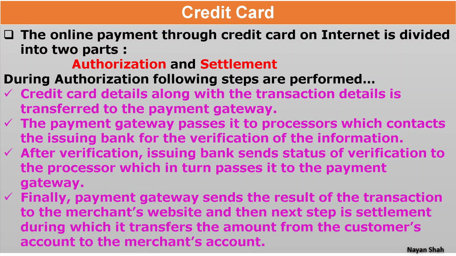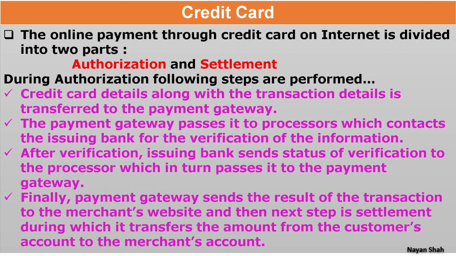Online payment through credit card is divided into two parts. The first one is authorization and the second is settlement. During authorization, the card detail along with the transaction detail is transferred to the payment gateway, and the payment gateway passes it to the processor. As we know now, the processor will have all the details of our card, whether the card is valid, the amount is valid, and everything. So it will check everything, and then pass that information to the issuing bank for verification of the information.